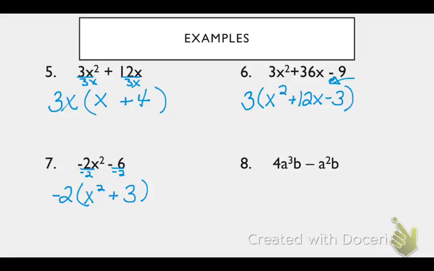Finally, number 8, my greatest common factor coefficient would be 1 here. So the greatest common factor would be 1, a to the, take the one with the lower power, squared, and there's a b in both terms. So now I divide each by a squared b, which would result in 4a to the first, and the b's would cancel, minus, divide this one by a squared b, this and this would cancel, and I'd be left with just 1. So it's a squared b times the quantity of 4a minus 1.